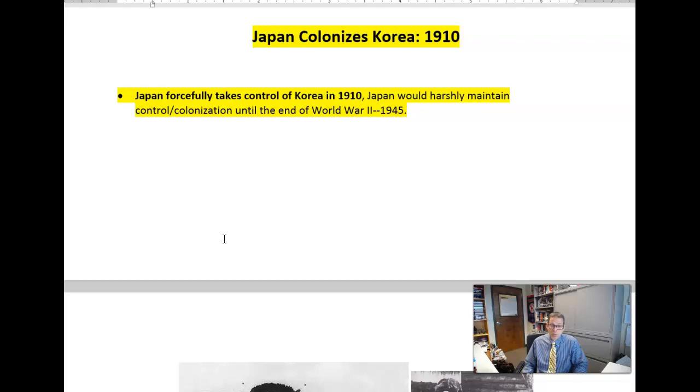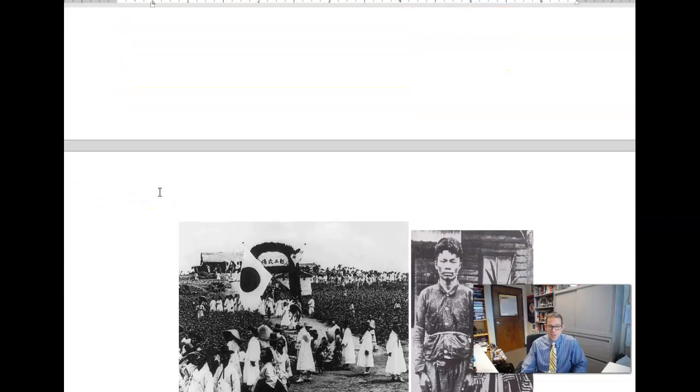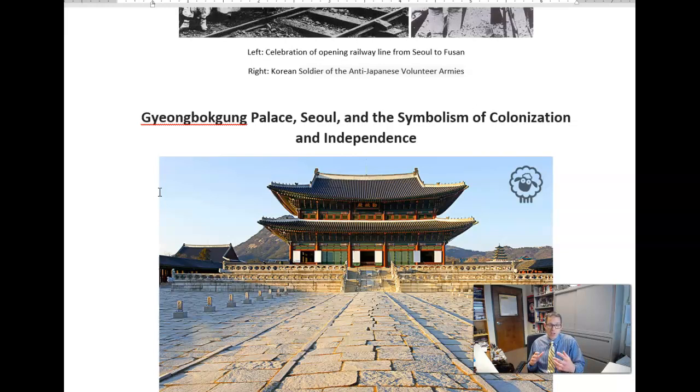Japan's colonization was quite harsh in many ways as they exploited Korea for the benefit of Japan, just as European colonization of other Asian nations is also exploiting and could be quite harsh and destructive to local culture. And we'll see that with, for example, French colonization of Vietnam, Laos, and Cambodia, the British colonization of India and other places as well too. So, let me give you a little bit of a feeling of what that colonization looks like.